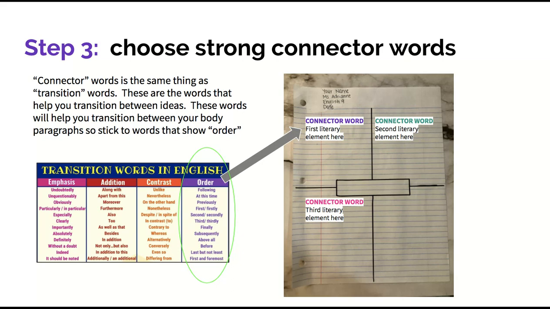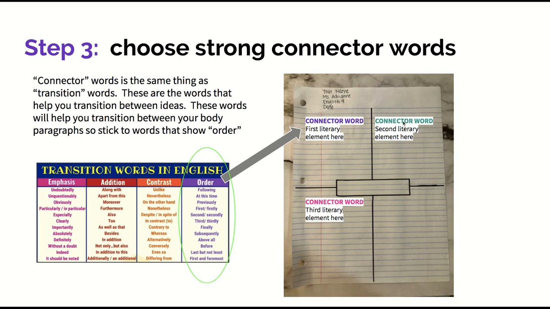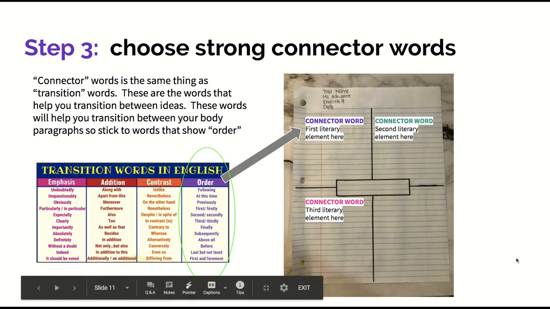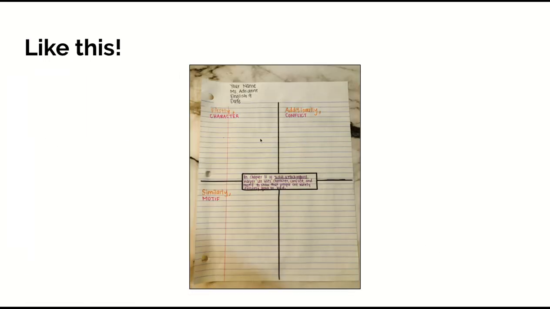So stick with words that show order, okay? I circled them here. You can use any of these or any other similar one you have. You're going to write it above the literary elements in these first 3 boxes. And if you're wondering, it looks like this. I chose just randomly, you can choose any 3 you'd like, but I chose firstly, additionally, and similarly.